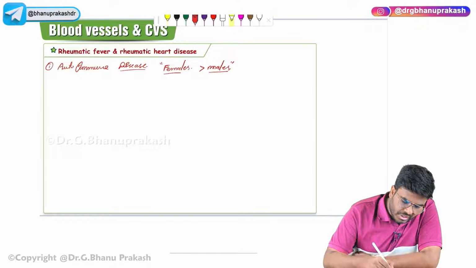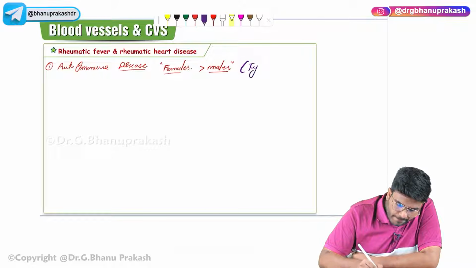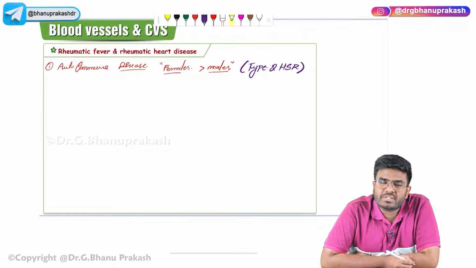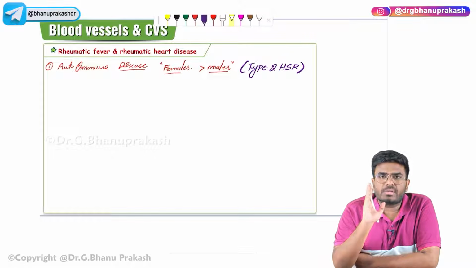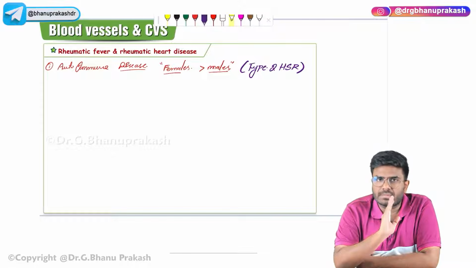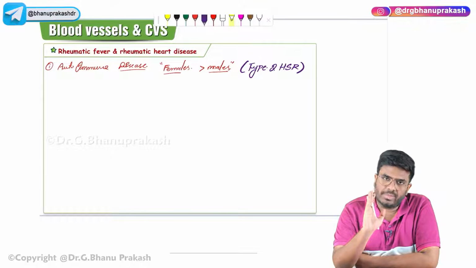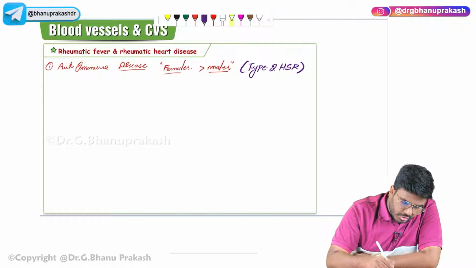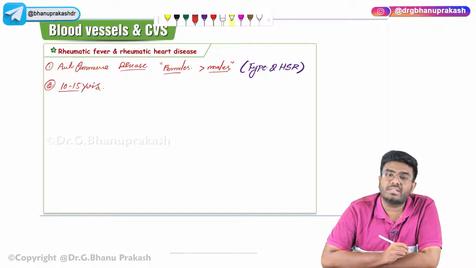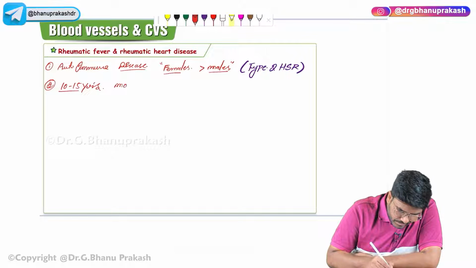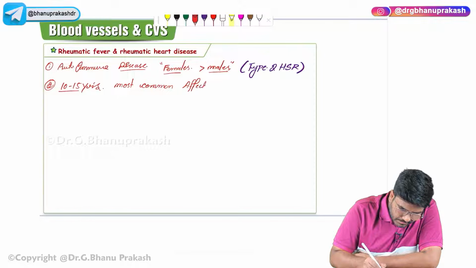All the autoimmune diseases are examples of which type of hypersensitivity reaction? They are examples of type 2 hypersensitivity reactions. Why it is called type 2 hypersensitivity, we will discuss in a minute. Simply put, rheumatic fever is an autoimmune disorder which is an example of type 2 hypersensitivity reaction, most commonly seen in females. Which age group is most commonly affected? The most commonly affected age group is 10 to 15 years.